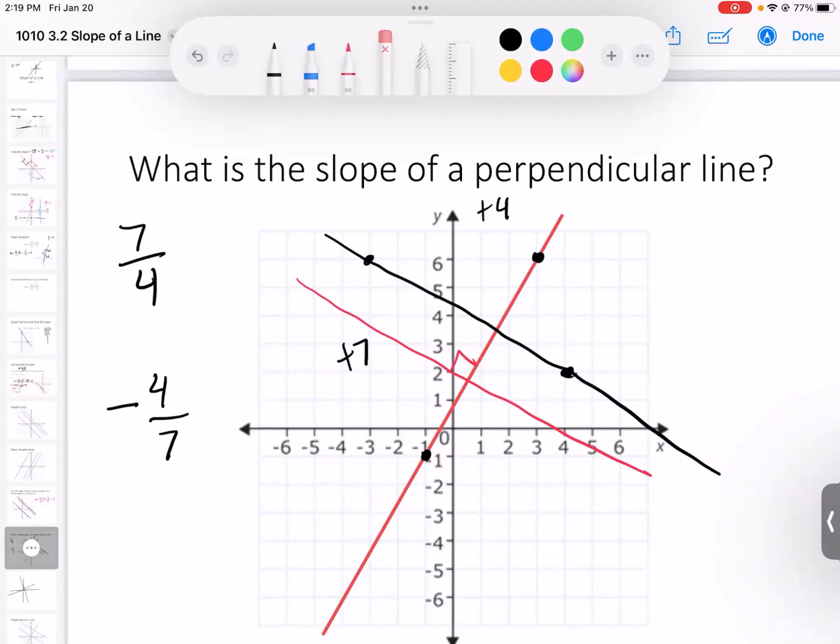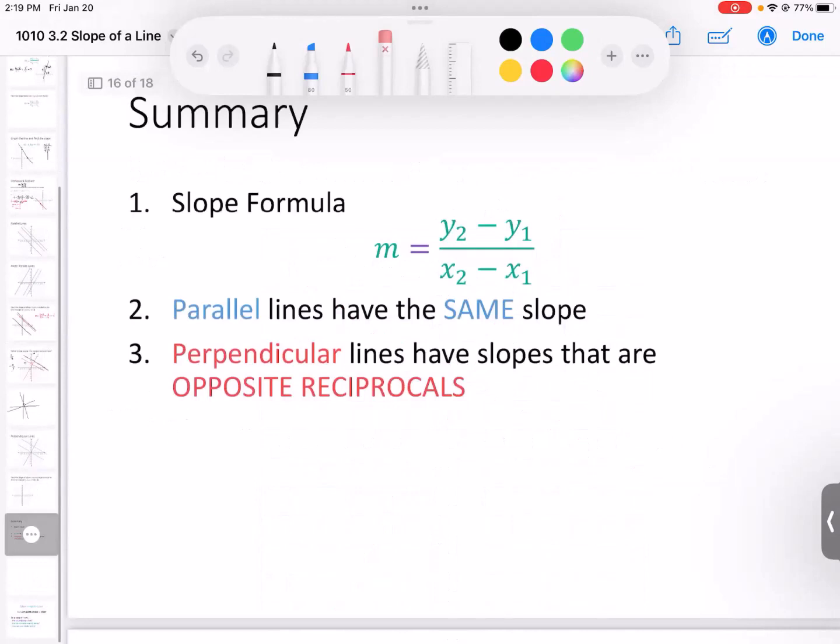Okay. So to summarize, this is the slope formula. You can also think about it as rise over run, or how much you're going up and down, and the run is how much you're changing side to side. Parallel lines have the same slope, and perpendicular lines have opposite reciprocals. So if you start with a positive slope line, the perpendicular line will be negative, and then you do the reciprocal of the number. If you start with a negative, then you do a positive reciprocal. So they're opposite reciprocals.